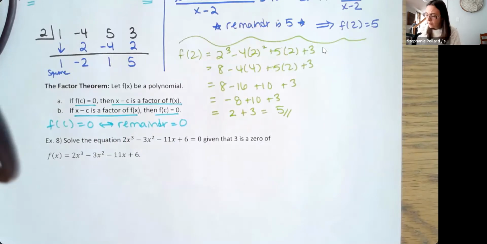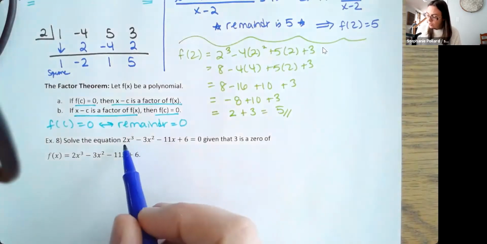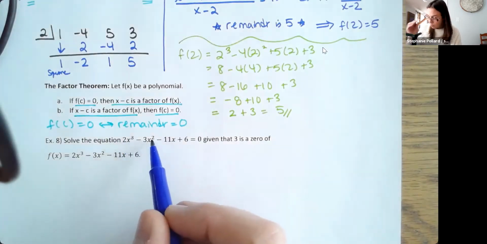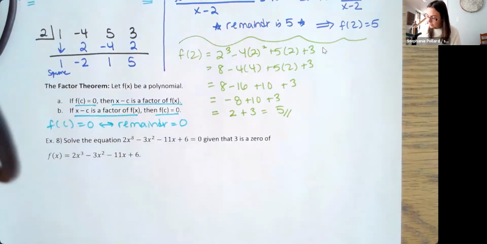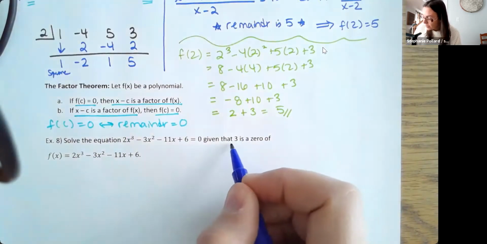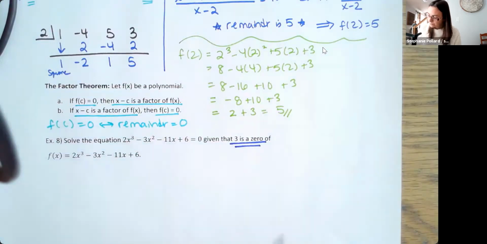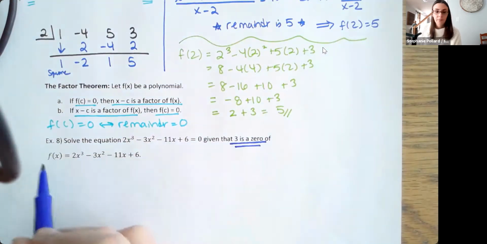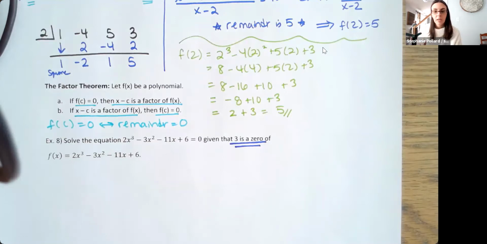So let's do an example with that. We're going to solve the equation 2x cubed minus x squared minus 11x plus 6 equals 0. And we're told that 3 is a 0 of the function. If something is a 0 of the function, remember the 0 refers to the x value here. So this means that when we plug in x equals 3, we get 0 out.